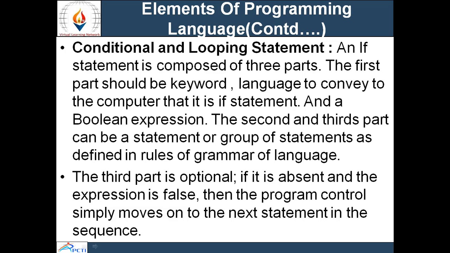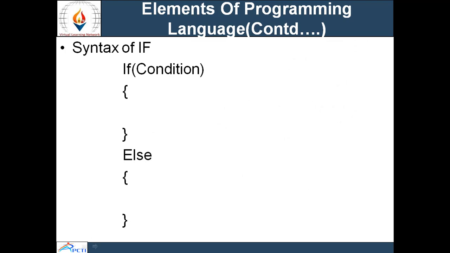First, it evaluates the Boolean expression. If the expression is true, the statements in the second part are executed. Otherwise, if it is false, the statements in the third part are executed. The third part is optional. If it is absent and the expression is false, then the program control simply moves on to the next statement in the sequence. This is the syntax of the if statement.